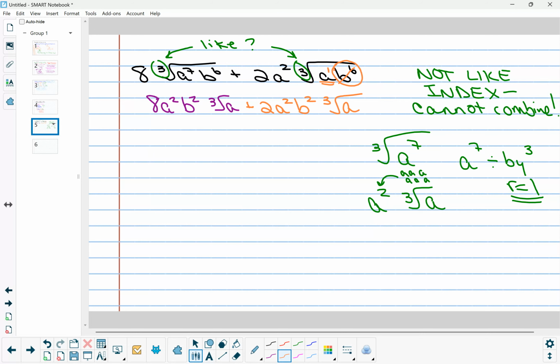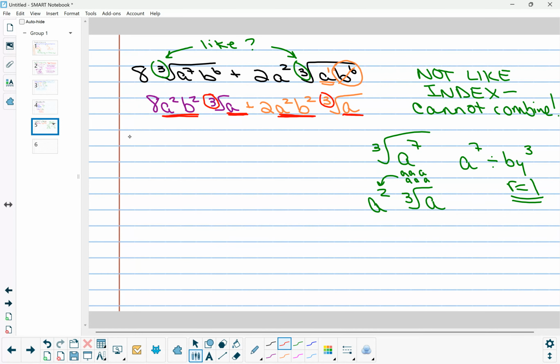Okay, so now what has to happen for these to add together is these variable terms out front have to be identical in each term, and they are. Then your index has to be the same, which they are. And then your radicands have to be identical. And they are. So all those things have to be true.